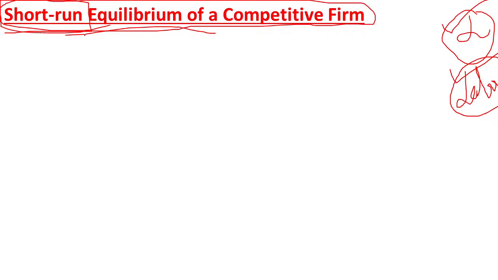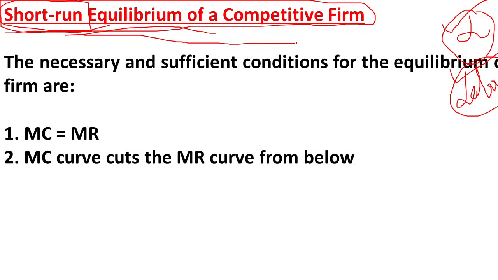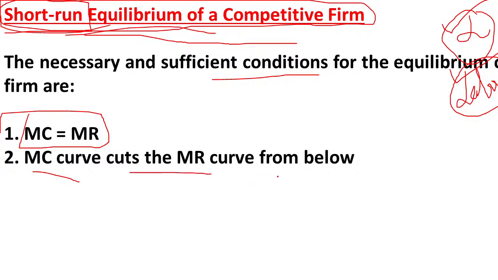Now let us move to the short run equilibrium of a competitive firm under a perfect competition market. There are two necessary conditions to determine the equilibrium in the short run. The first one is that marginal cost must equal marginal revenue, and the second condition is that the marginal cost curve cuts the marginal revenue curve from below. There we can determine the equilibrium price and quantity of a firm.